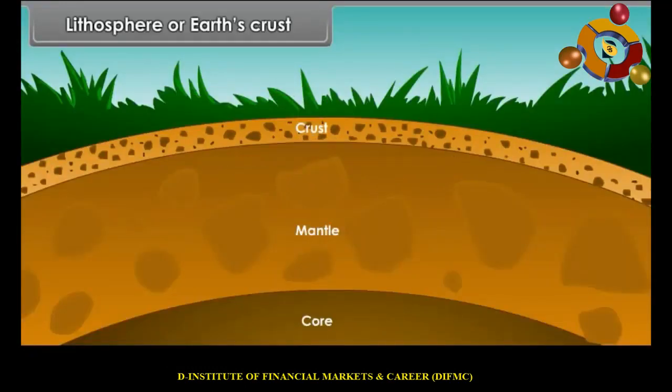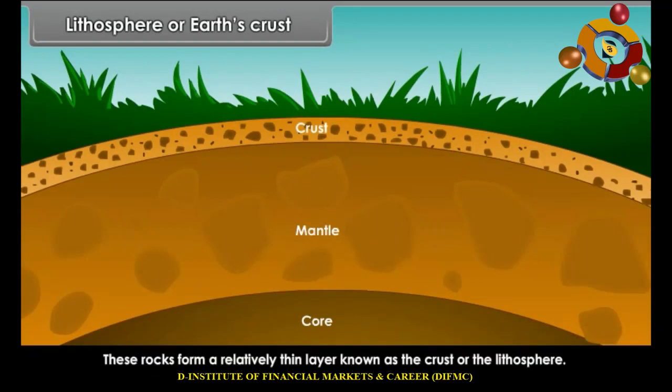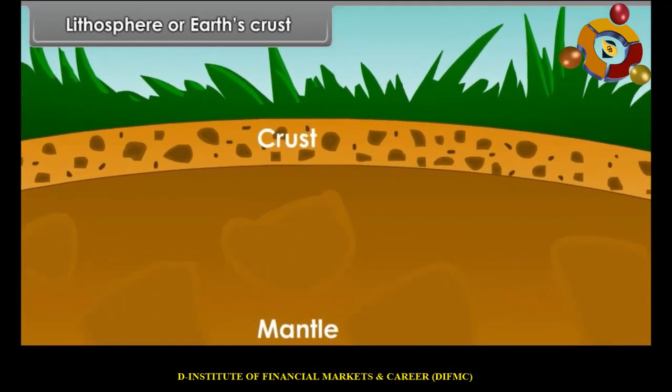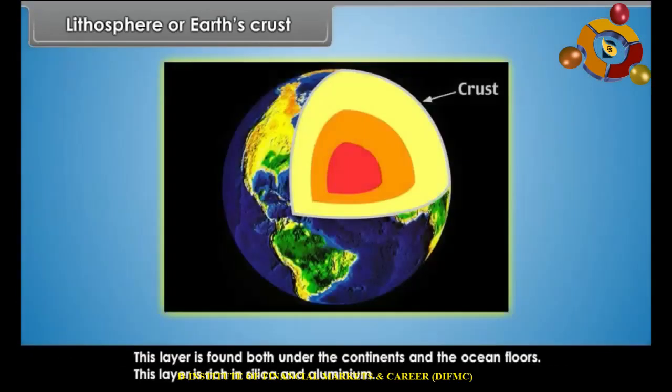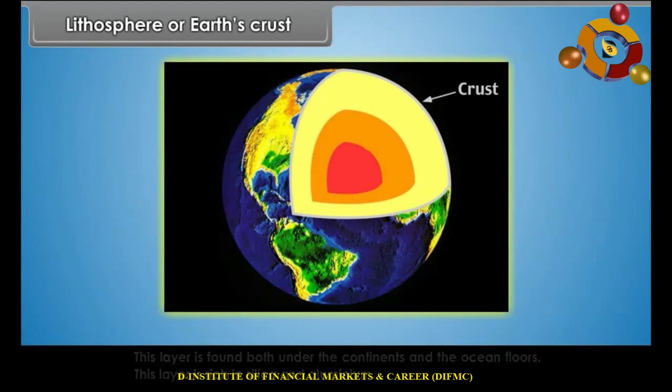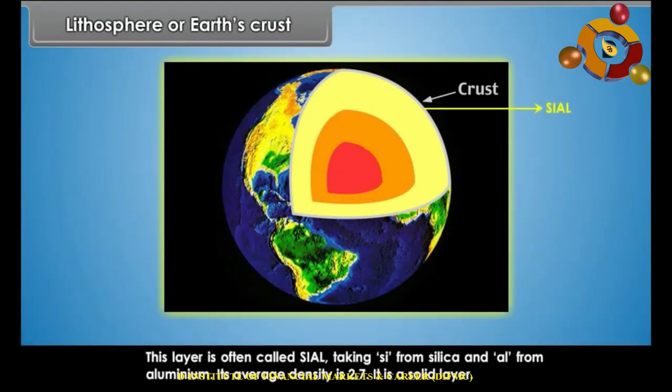Lithosphere or Earth's crust. The surface of the Earth consists of rocks of various types. These rocks form a relatively thin layer known as the crust or the lithosphere. Its average thickness is about 60 kilometers. This layer is found both under the continents and the ocean floors. This layer is rich in silica and aluminium. This layer is often called Sial, taking Si from silica and Al from aluminium. Its average density is 2.7. It is a solid layer.